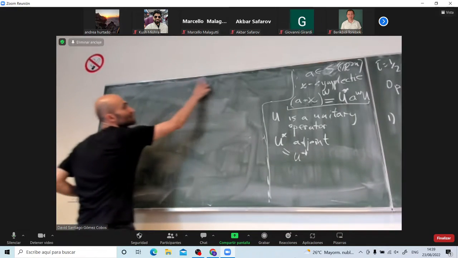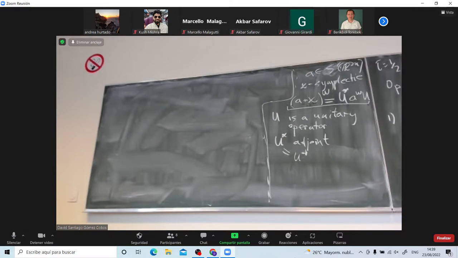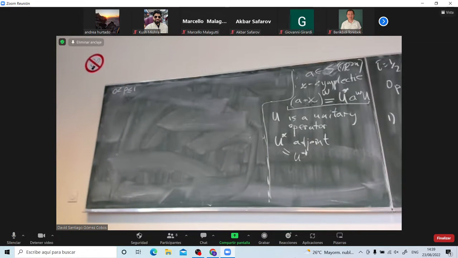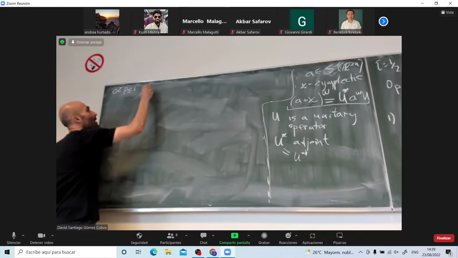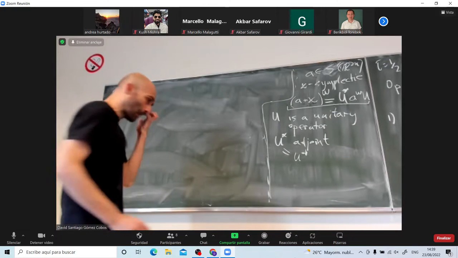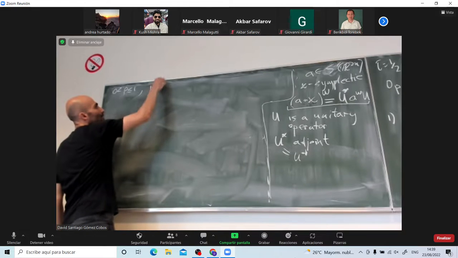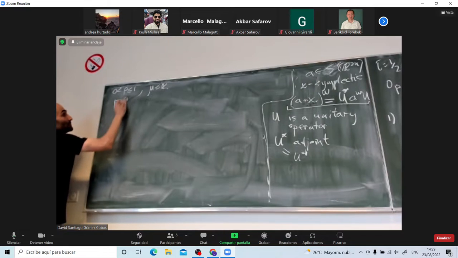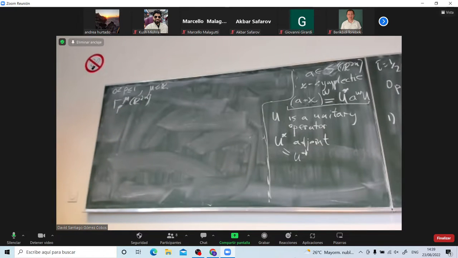So the restrictions that I impose on the symbols are the following. Let me fix a number first: rho, a fixed number between 0 and 1, and mu, any real number. I denote by Gamma^m_{mu,rho}(R^{2n}) this will be my symbol class.